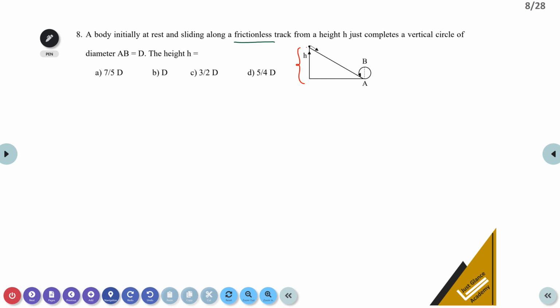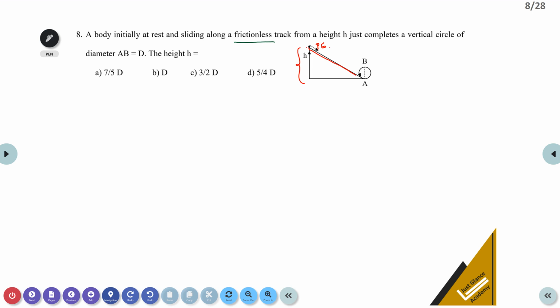Here at this point only potential energy is there. At this point kinetic energy is there. According to the law of conservation of energy, the potential energy of the ball gradually converts into kinetic energy. At this point kinetic energy is maximum, but potential energy equal to 0. At this point potential energy is maximum, but kinetic energy equal to 0 here.